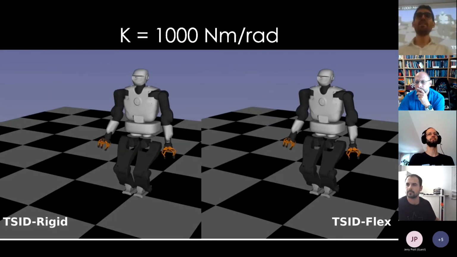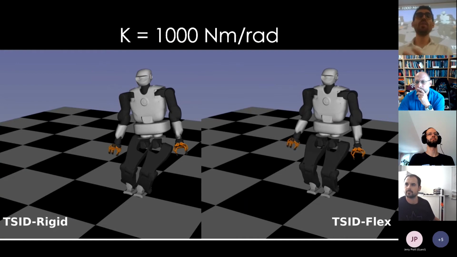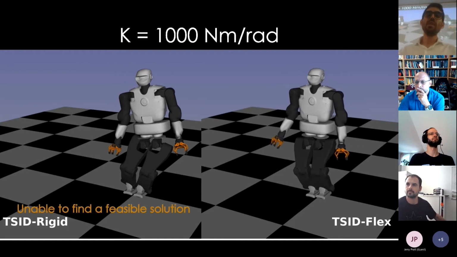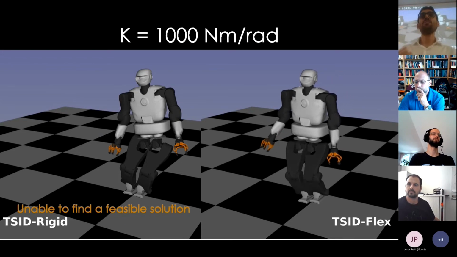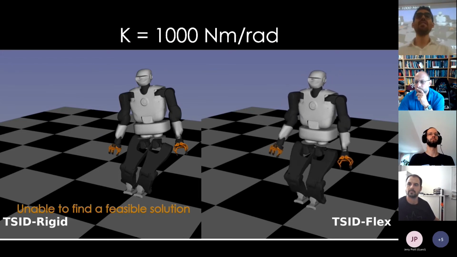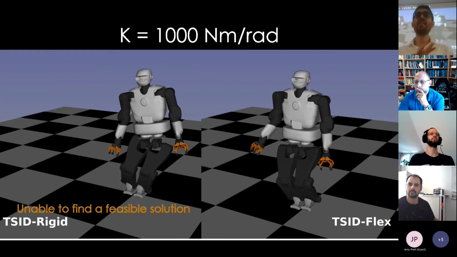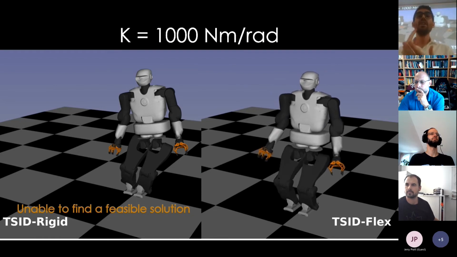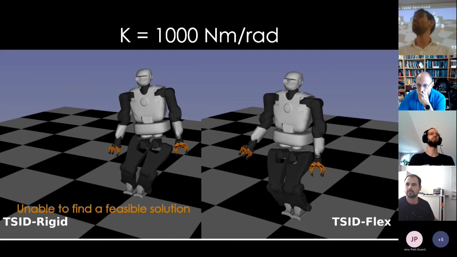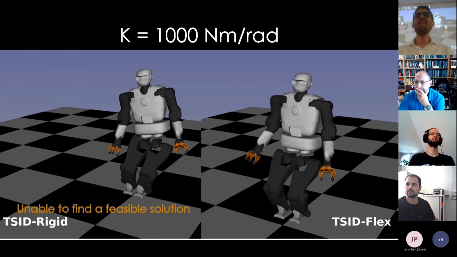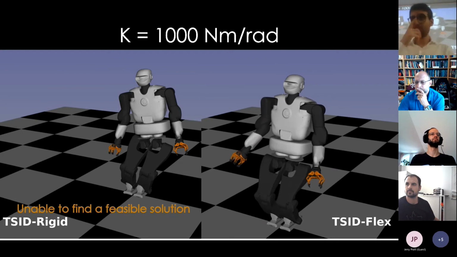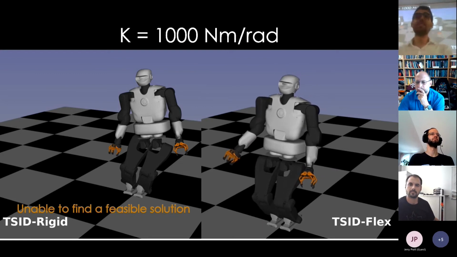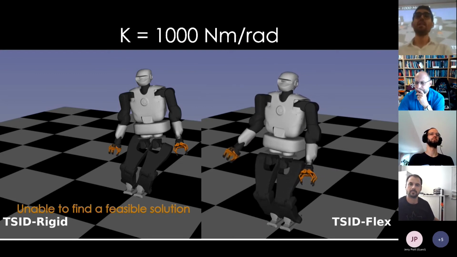So here, TSID rigid is not able to perform a step. Why? Because the position of the center of mass is not the right position, because the model considered inside TSID rigid assumes fixed links and fixed joints, and all the joints are assumed to be actuated. So there is no possibility to add a flexible joint there. While TSID flex, the controller that I just proposed, is still able to perform the task.